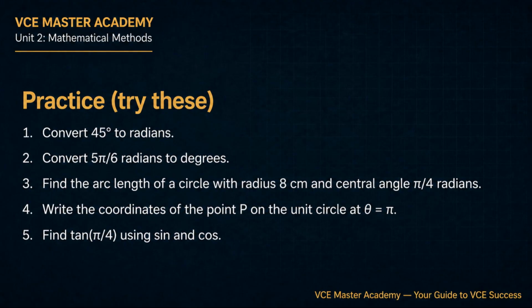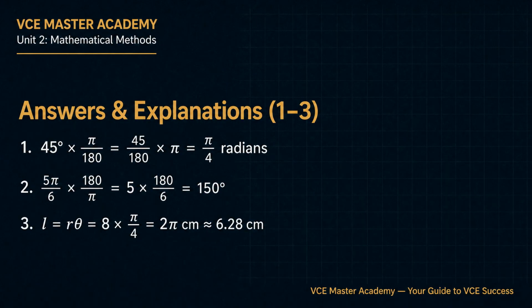Now it is your turn. Pause the video and try these 5. 1. Convert 45 degrees into radians. 2. Convert 5 pi over 6 radians into degrees. 3. Find the arc length of a circle with radius 8 centimeters and a central angle of pi over 4 radians. 4. Write the coordinates of the point P on the unit circle at the angle pi. 5. Find tangent of pi over 4 using sine and cosine. Ready? Let us check them together.